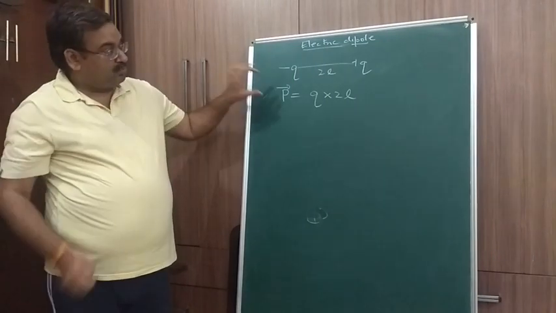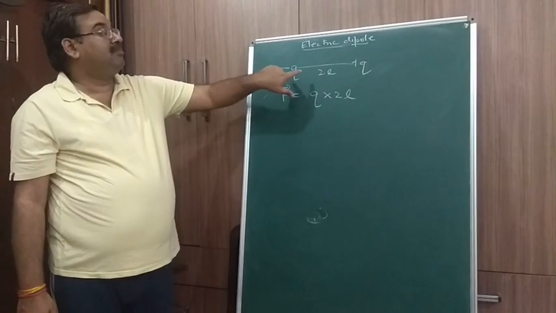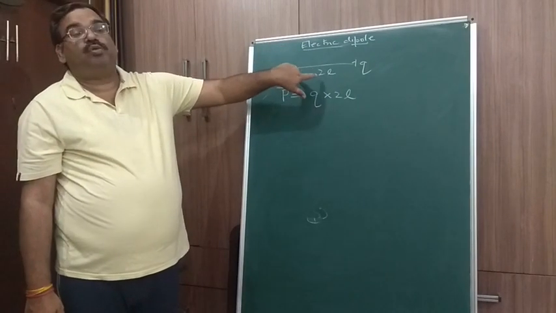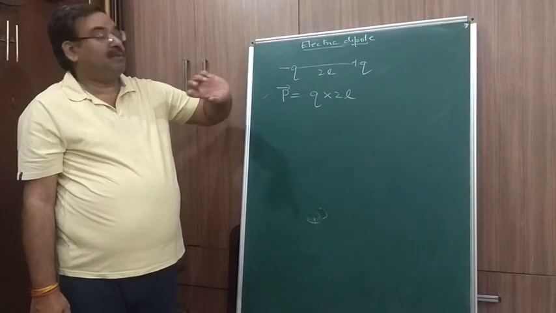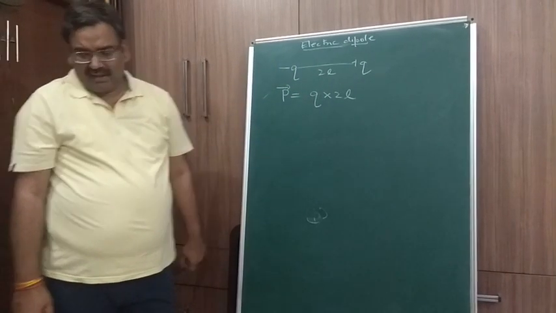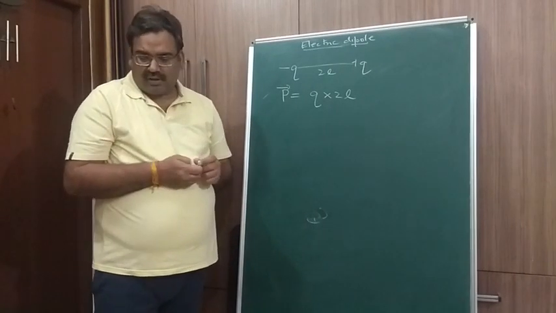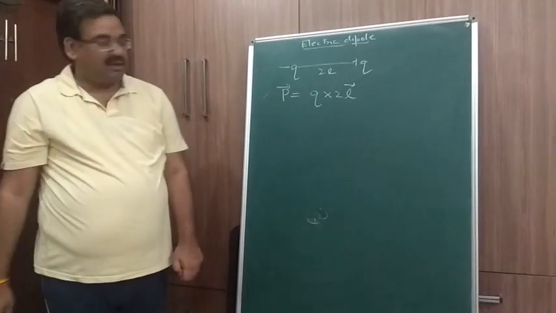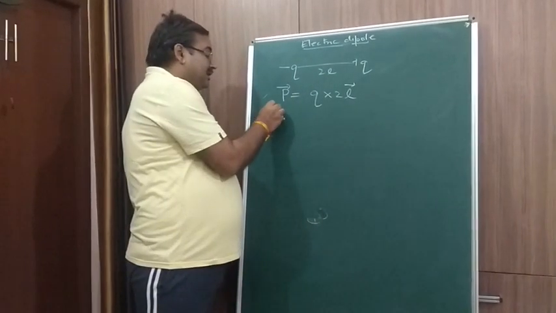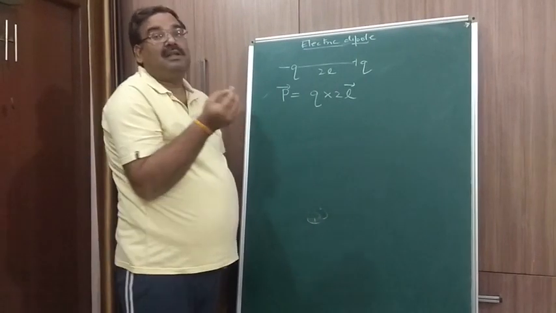Now dipole moment and electric dipole are two different things. Electric dipole is simply the two equal and opposite charges separated by a distance of 2L, and dipole moment is the product of the charge and the distance between the two charges. It is a vector quantity. When I say it's a vector quantity, then it should have a direction also.